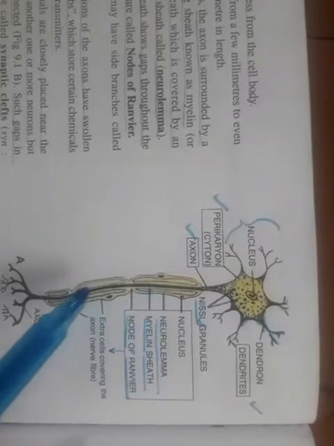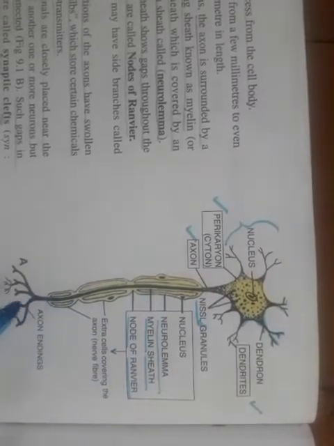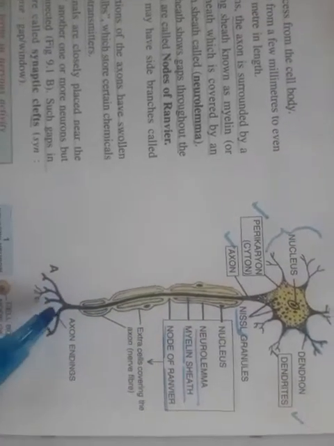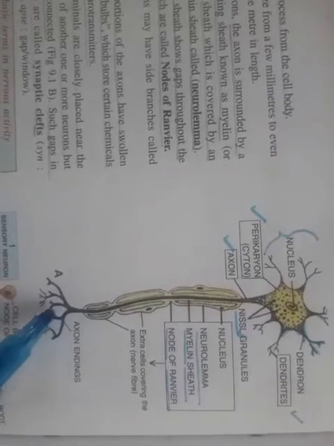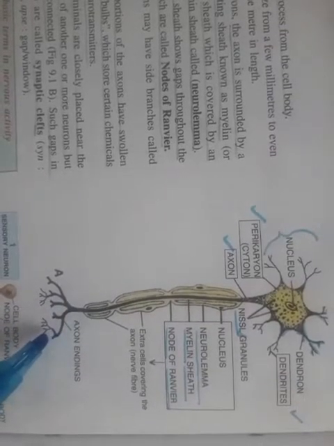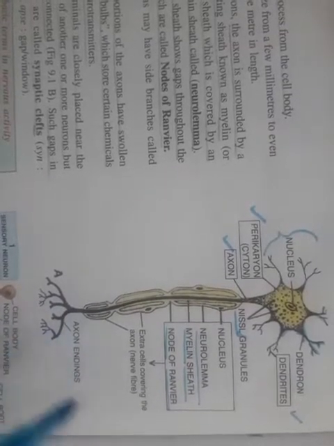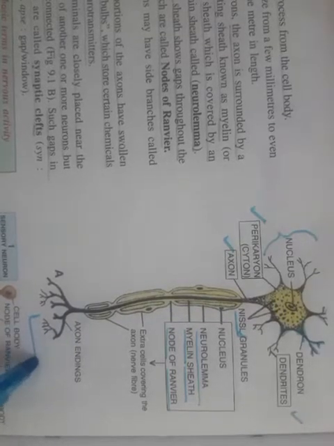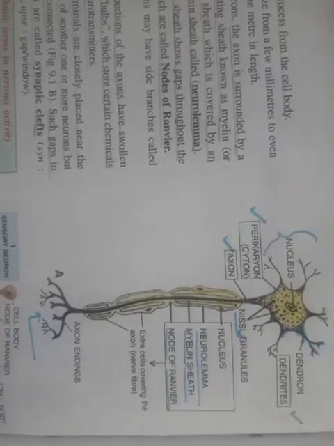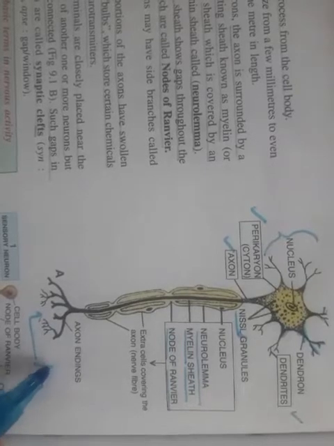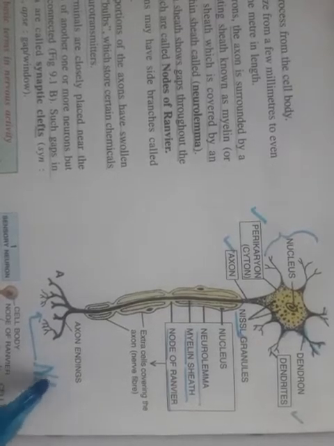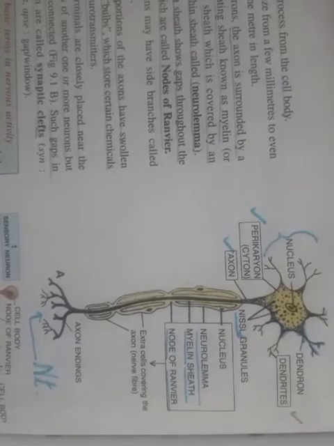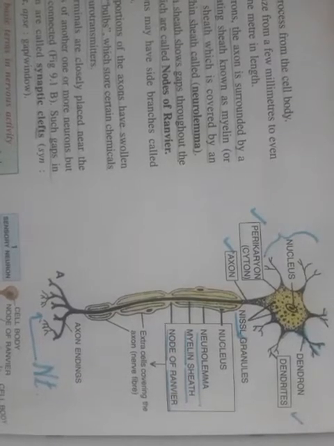Further, the end portion of the axons have swollen ends or bulbs. These are the axon endings. And here there are certain chemicals being secreted which are called neurotransmitters. A very important question.